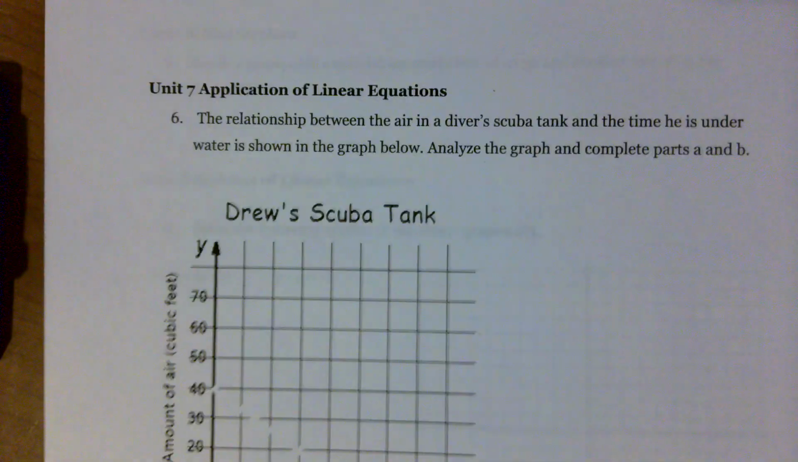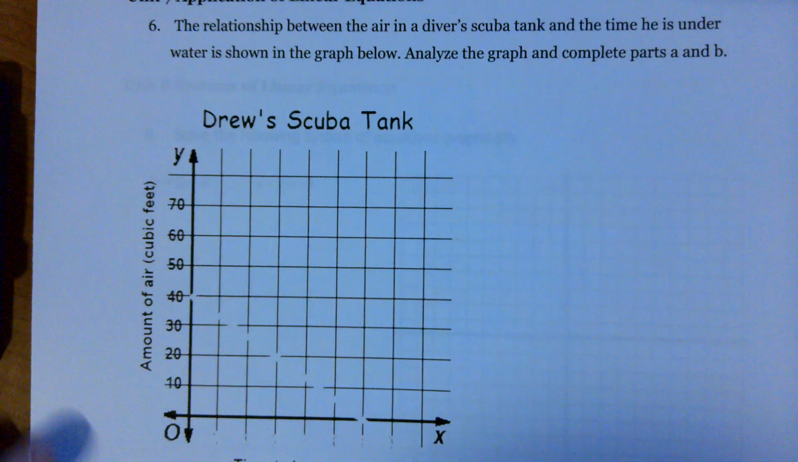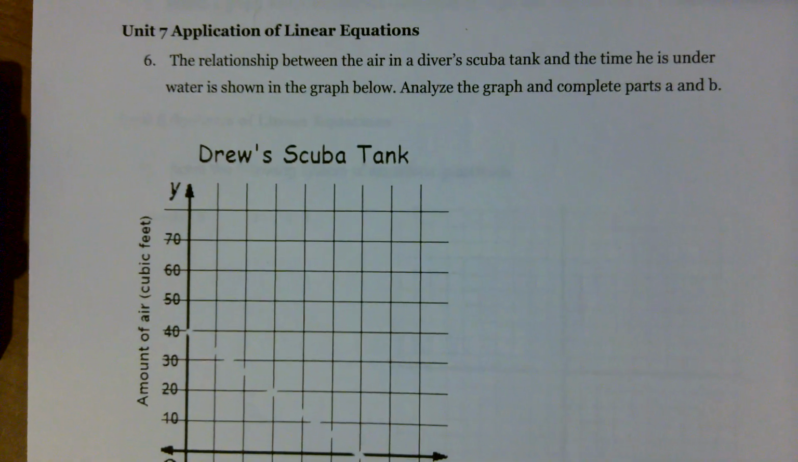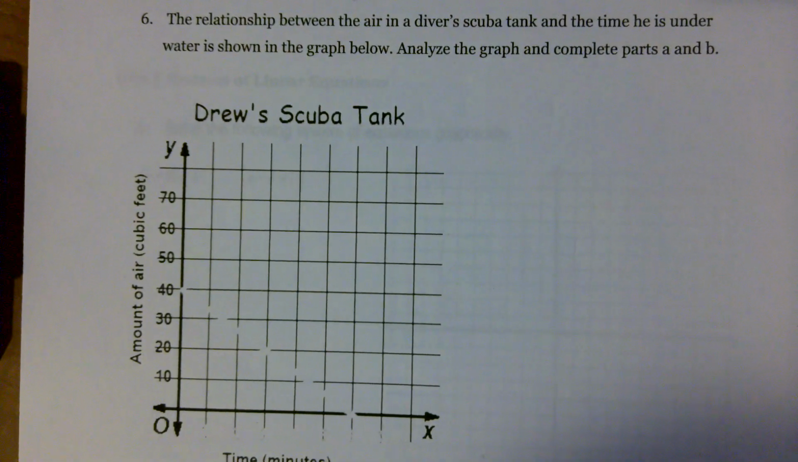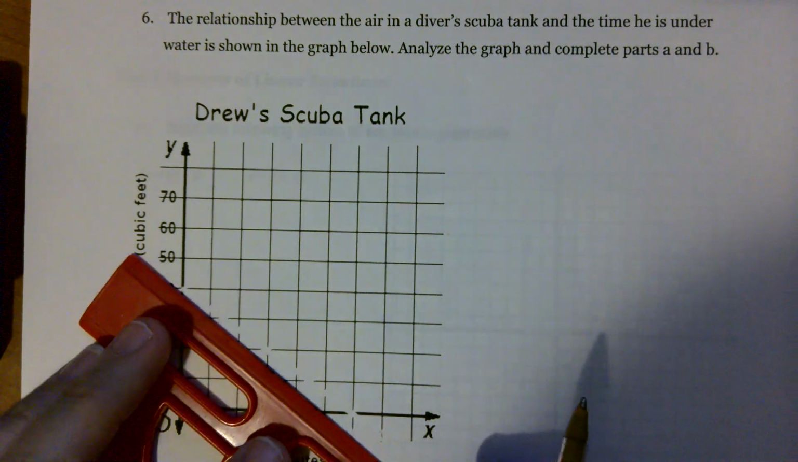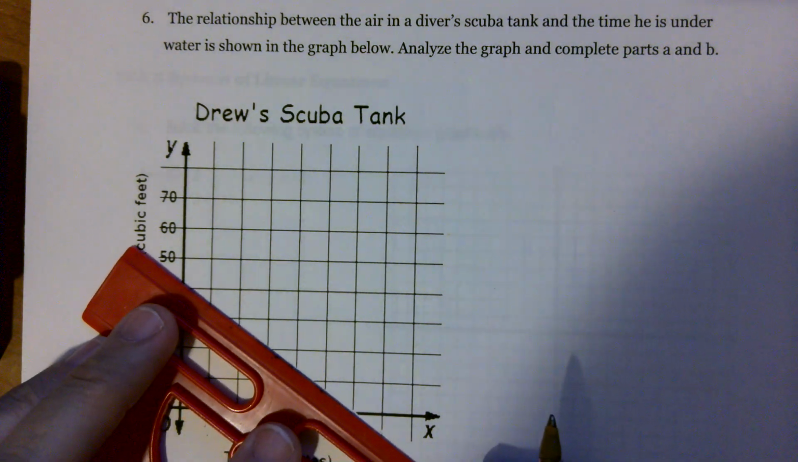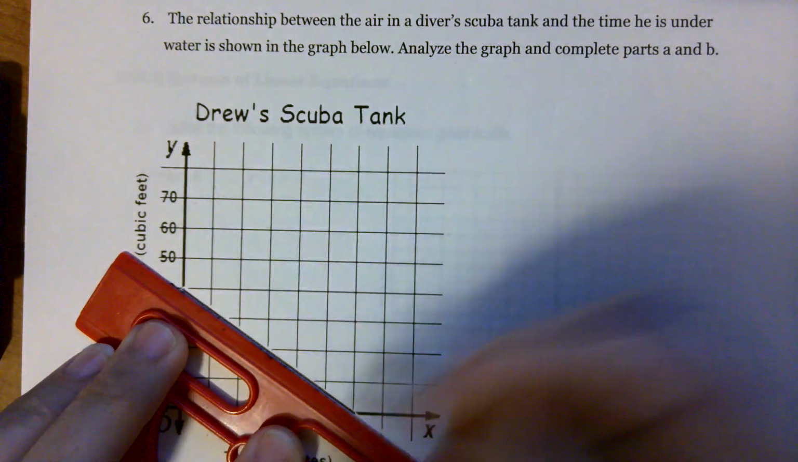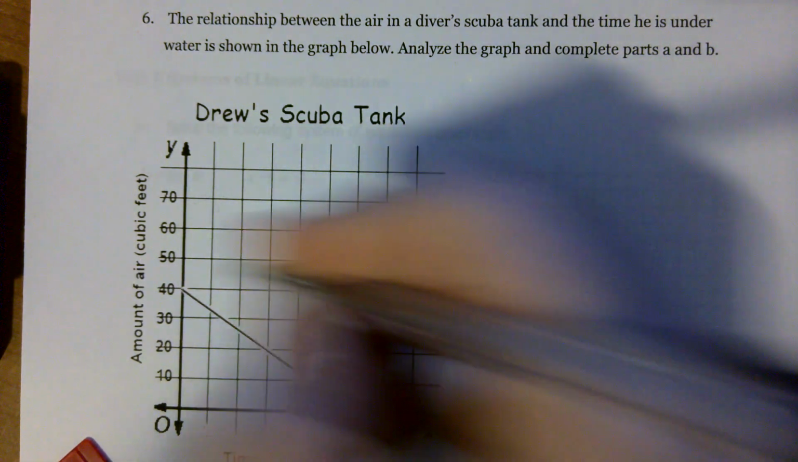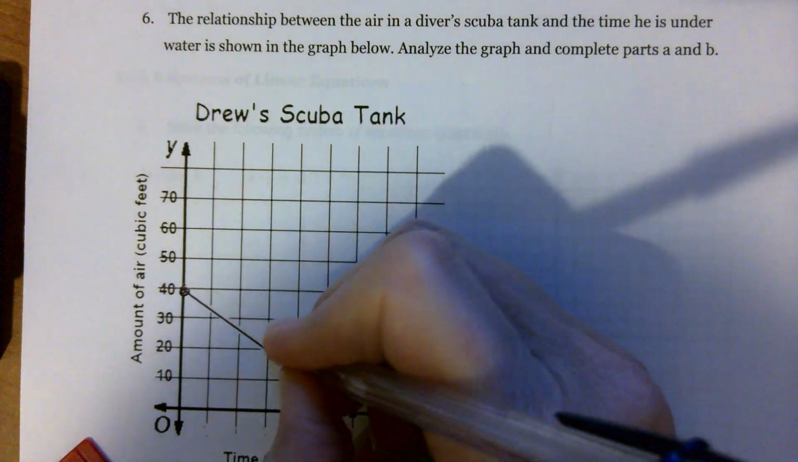Let's take a look at the next few questions. Unit 7 was the applications of linear equations. So in this case, we have the relationship between the air in a diver's scuba tank and the time he is underwater as shown in the graph below. This line did not show up too well, so I'm going to draw this again so we'll have a better idea. It stops here, here, and over here.